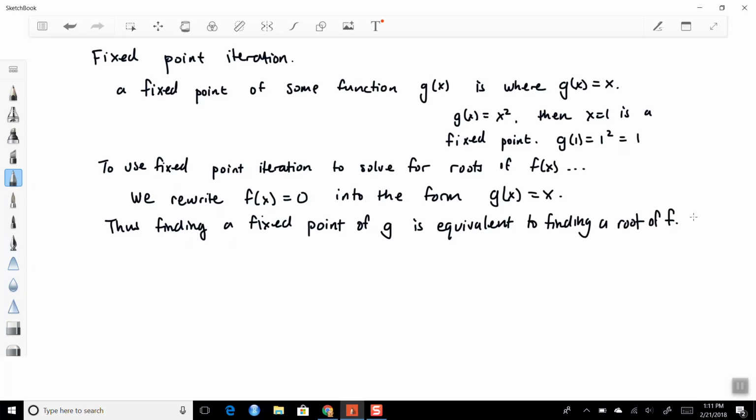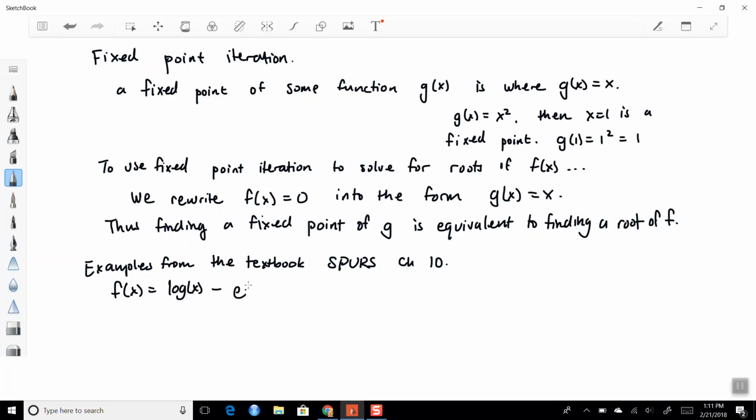Here's an example, and this is from the textbook, Chapter 10. Let's say f of x is equal to log of x minus e to the negative x. We want to find where this function is equal to 0, so we want to find roots of this function.